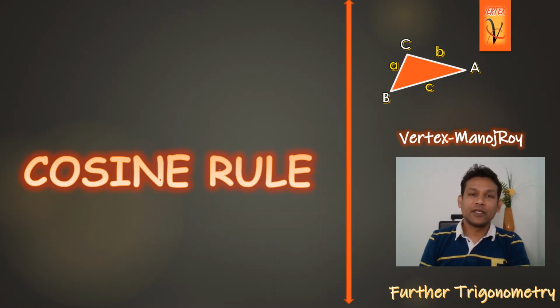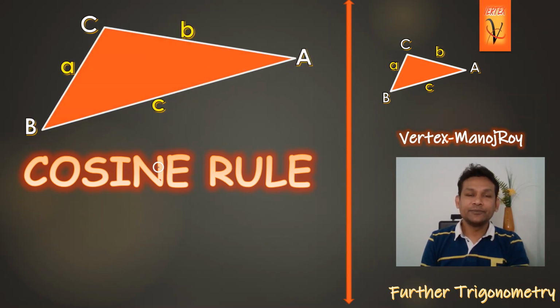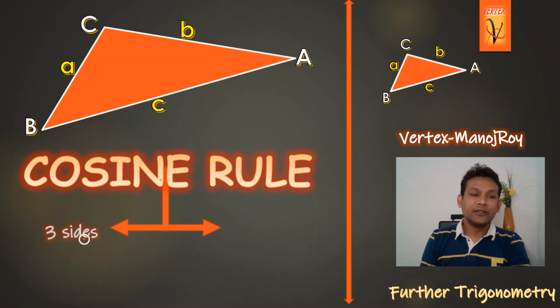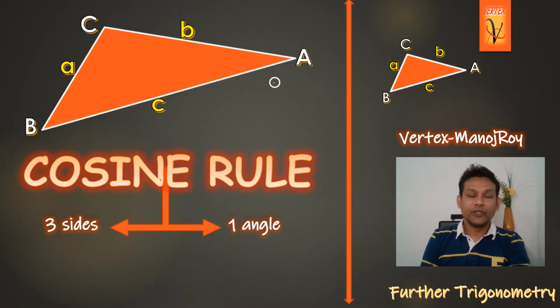Today we are doing cosine rule, part of further trigonometry. In cosine rule, we require a non-right angle triangle. In a non-right angle triangle, what is the relation between these sides, small letters, and capital angles? In cosine rule, we require three sides. It means all three sides will be involved, and any one angle will be used. So the cosine rule is the relation between the three sides and one angle.